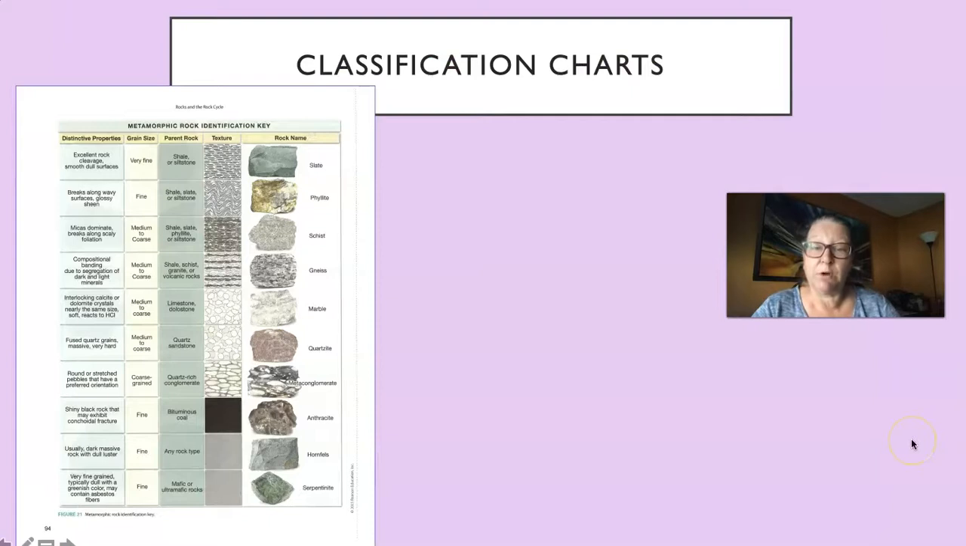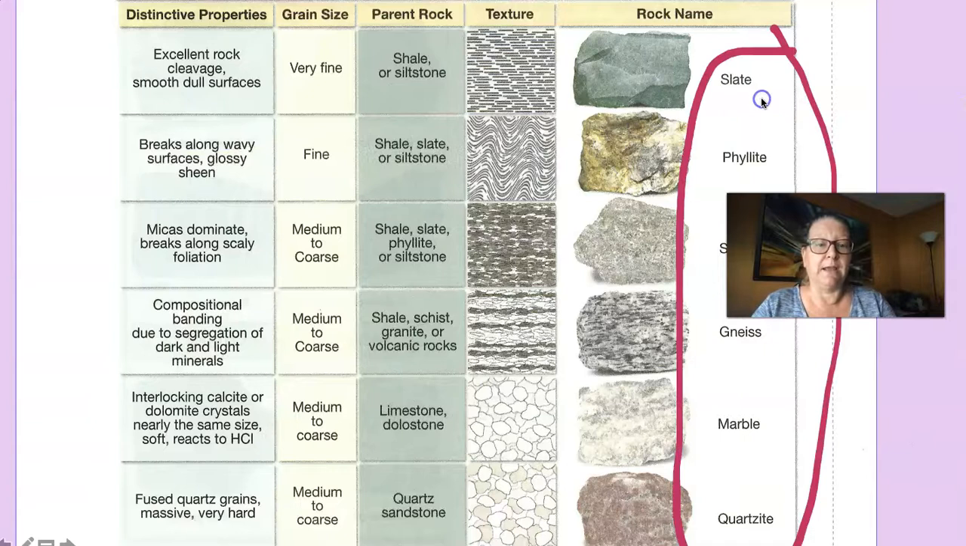Finally, we get to the metamorphic classification chart. And there are a lot of different ways to classify metamorphic rocks. I'm not a big fan of this chart, but let me blow it up a little bit and show you. The names are here. And the reason I'm not a big fan is because there's something very important about these first four rocks that is just not clear on this particular diagram. And that is that these four rocks, slate, phyllite, schist, and gneiss, are a continuum of metamorphic intensity.